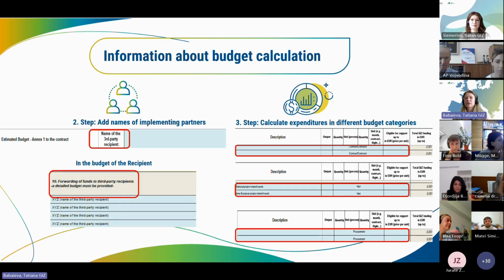Next, you need to add the name of the implementing partners in the third-party recipient sheet, as well as in the budget of the recipient in the budget category 10, forwarding of funds. After that, you can specify the different expenditures in different budget categories, including the description of the expenditure, the related output, the unit, and the total amount eligible for support. The budget is an estimate of the expenditures, and therefore rounded numbers are preferred. Please use only one sub-budget category per expenditure. The categorization of different expenditures will be explained later.